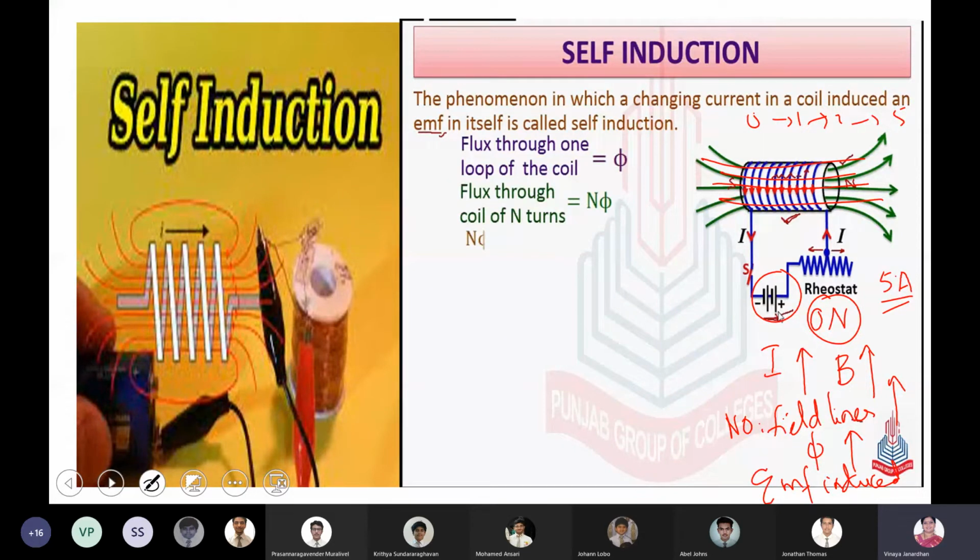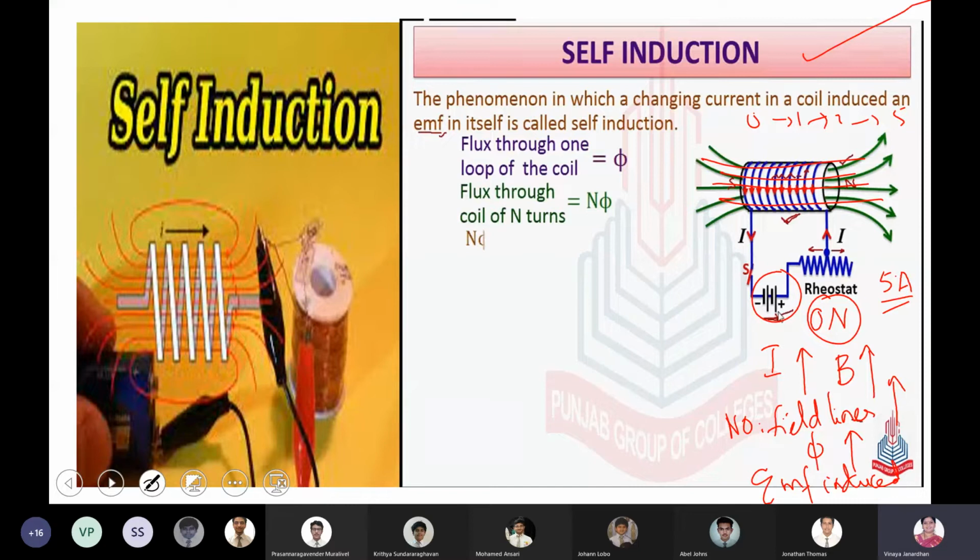Are you clear, boys? See, you're not bringing a magnet near the coil. The only thing is that you're changing the current flowing through the coil. When the current flowing through the coil is changing, the magnetic field it creates will change. When the magnetic field changes, the number of field lines, that is your flux passing through the coil, will change. And because of this, when the flux changes, an EMF is induced, and because of the induced EMF, a current starts flowing. This process we call self-induction, right, boys?